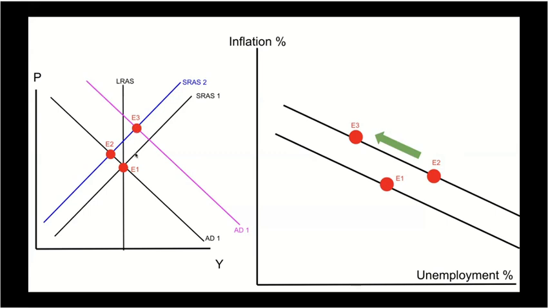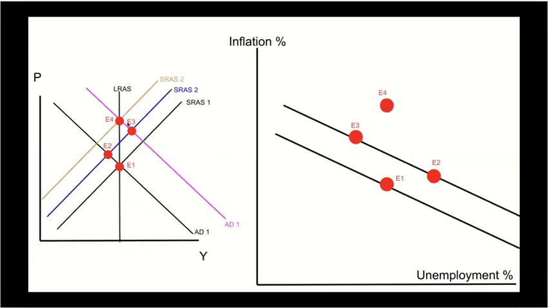We notice that the output level is to the right of the full employment level. So that means unemployment has gone down. That's why E3 is to the left of E1 and E2. But it's at a higher price. And so that follows with the rule of the Phillips curve that inflation and unemployment are inversely related to each other. So E3 will be on the Phillips curve. So it's just the movement along this curve.